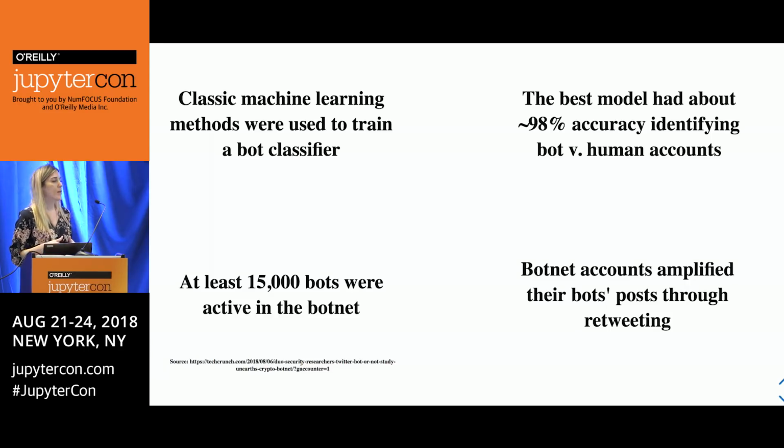Their best model had about 98% accuracy, so they looked to see who were the bot accounts, who were the human accounts. They built a really good model. What they found was that there were at least 15,000 bots active in this botnet, so it was massive. And this was on Twitter, and I'll show you in a moment in the next slide what exactly these bots were doing. And the botnet accounts actually amplified their posts through retweeting. So not only were individual bots within this botnet tweeting, but they were actually retweeting each other's posts. So they were amplifying each other and really working as a network.